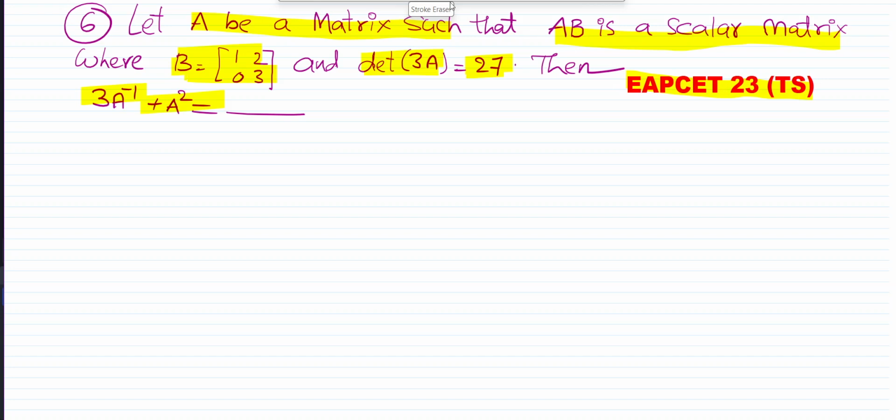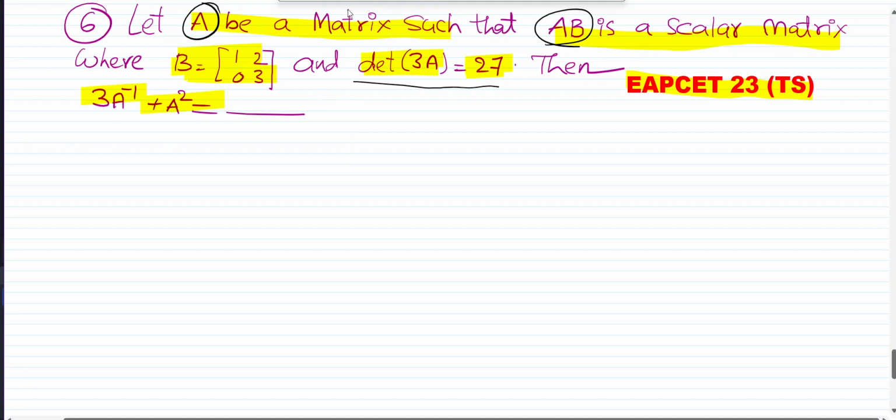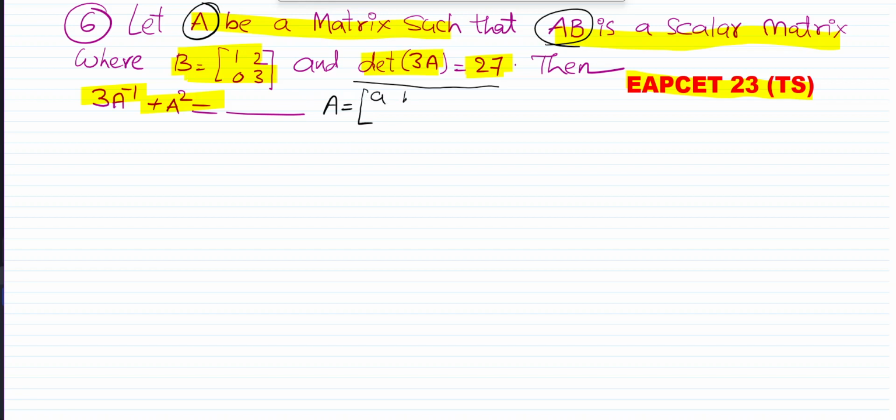EAPCET 23 TS. It is given: let capital A be a square matrix such that AB is a scalar matrix, where the B matrix is given, and det 3A is equal to 27. Then 3A inverse plus A square is equal to dash. Let us take the A matrix as a 2 by 2 matrix with entries a, b, c, d.